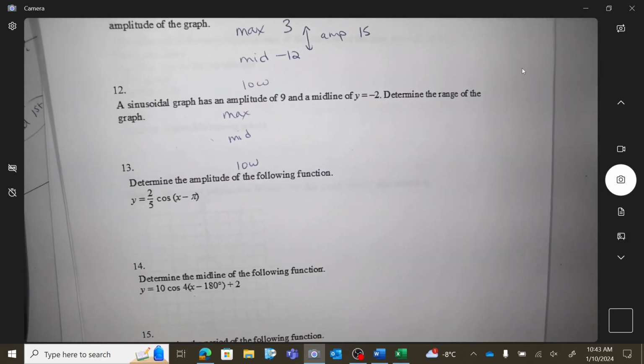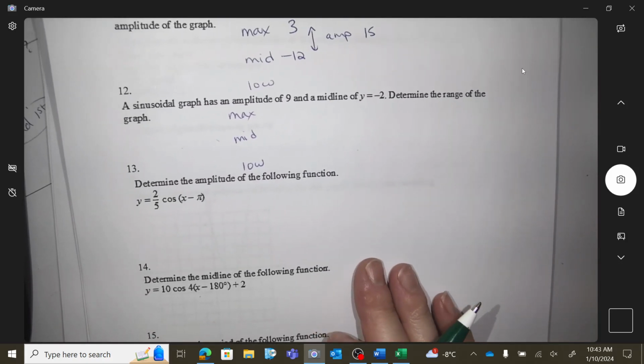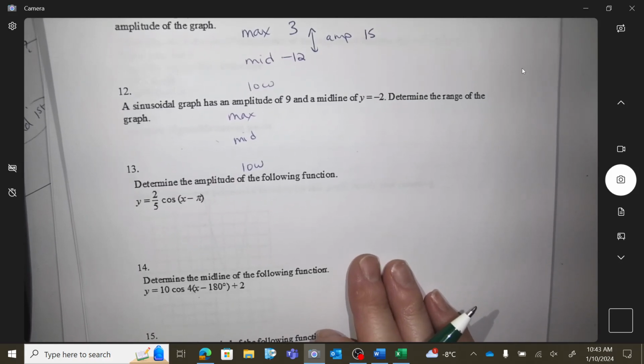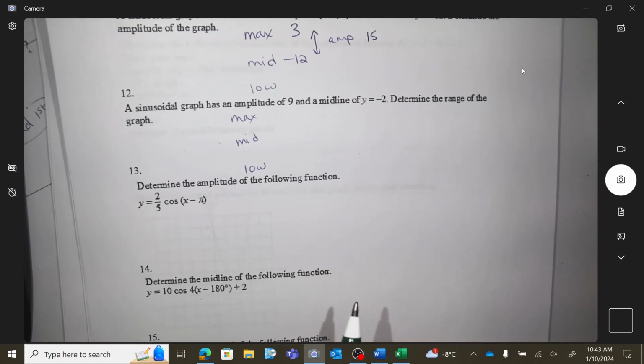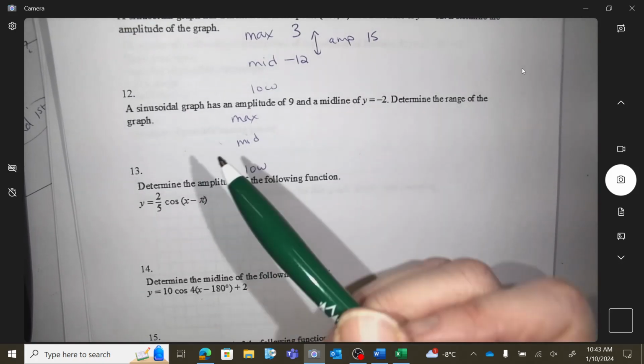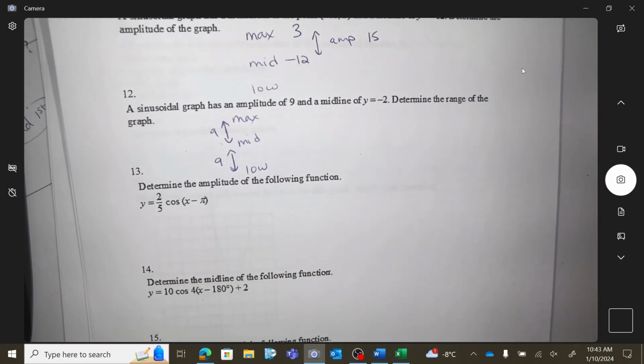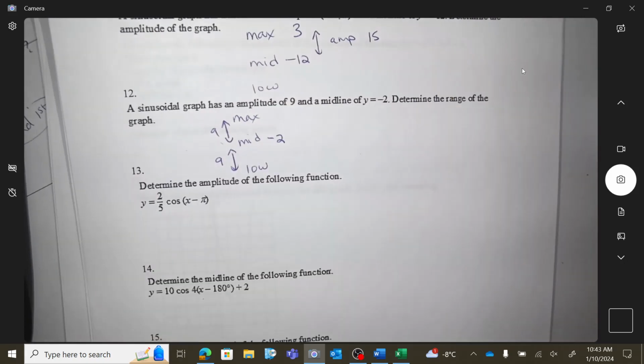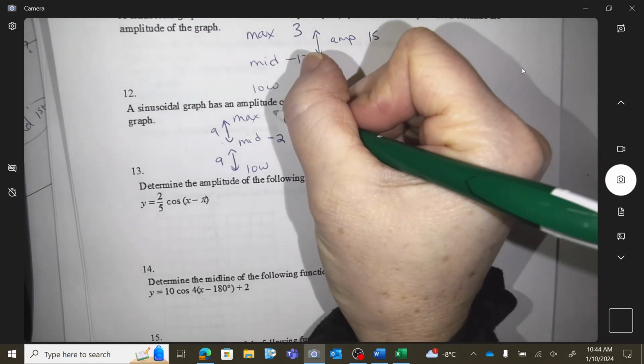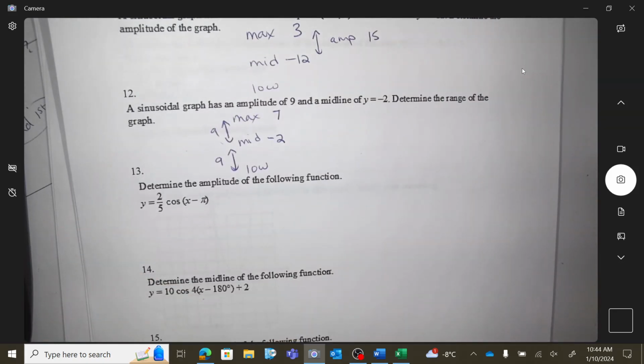Okay, so number 12, again, I kind of just sketch this out for my brain. I'm always talking about max, middle, and low, high, mid, low. Okay, this tells me an amplitude of 9. So I know the amplitude is 9. And I know the middle is -2. So I need you to, from -2, go above by 9. What do you get to if you go up 9 from that? 7? And then reset from -2, what's 9 lower?